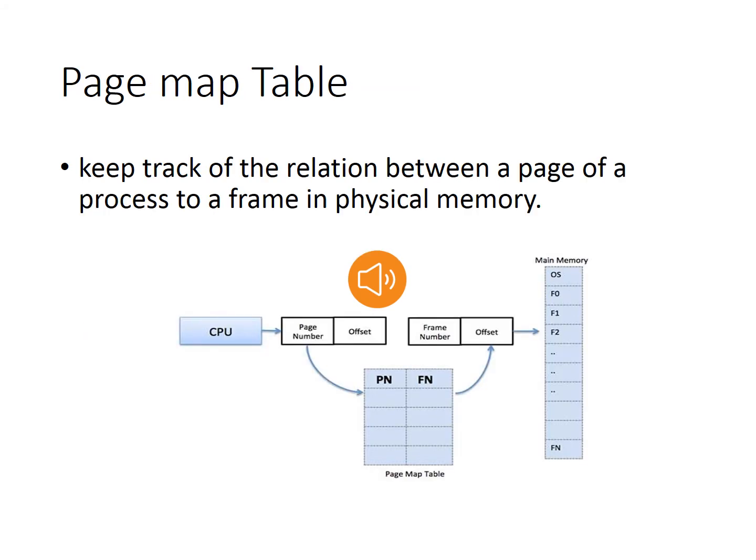A data structure called the page map table is used to keep track of the relation between a page of a process and a frame in physical memory. When the system allocates a frame to any page, it translates this logical address into a physical address and creates an entry in the page table to be used throughout execution of the program.